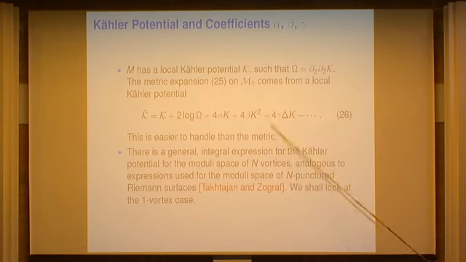And we try to work this out. Fortunately, there's a general integral expression for the Kähler potential for the moduli space of n vortices. An analogous expression is used for the moduli space of n-punctured Riemann surfaces. I don't fully understand this analogy, but it's work of Takhtajan and Zograf. Takhtajan's here. I'm very interested in this. There's some interesting analogy between these vortex equations and pure Riemann surface theory with punctures. The vortices all behave a bit like punctures on surfaces. So we got a formal similarity, but it's not the same.